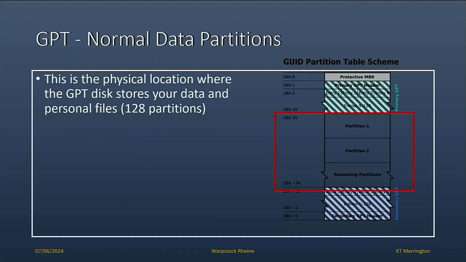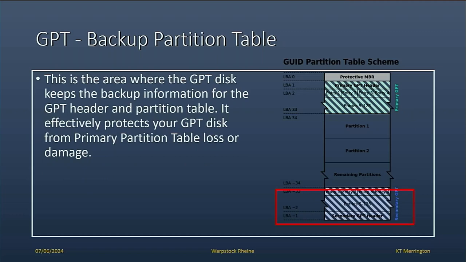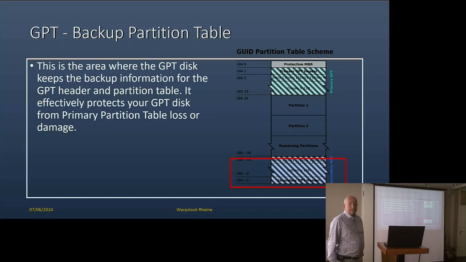Okay, then the easy bit, the partitions. You see we have up to 128 partitions, but that is an arbitrary number. It was defined by Microsoft. Who else? Actually, there's an unlimited number of partitions you can have. It's not specified as 128, only that Microsoft does it. Okay, to be really safe, GPT also has a backup of the primary partition. So if something goes wrong, it can still get at the information.